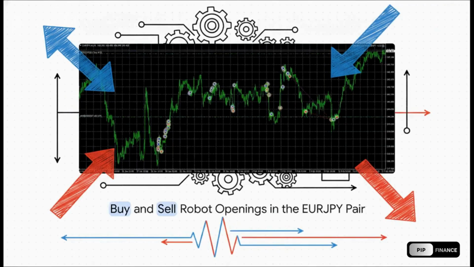You can actually see the algorithm at work here on the euro to Japanese yen pair. See those little red and blue markers? That is the robot executing buy and sell orders the exact millisecond a small moving average crosses a large moving average.